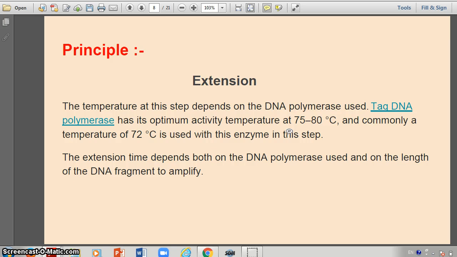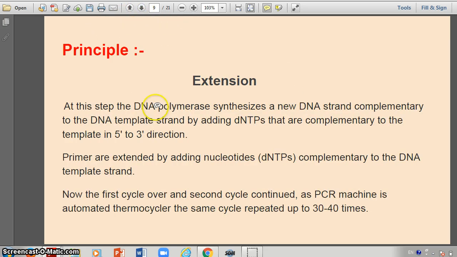I think you know all the processes like replication, transcription, and the role of factors like polymerase, helicase, ligase. As I told you, the primer is extended by adding nucleotides complementary to the DNA. So in extension, there is completion of the first cycle. Then the second cycle will continue. Generally there are 30 to 40 cycles.